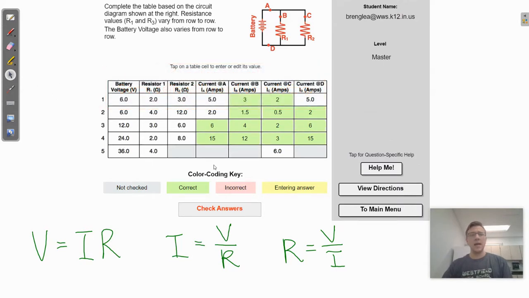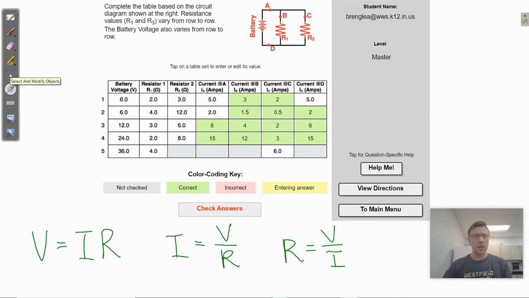All right, now our last one here. It has not given us the resistance of resistor 2, but it has given us the current that's going through resistor 2. So we can use that to solve for this value. We can go ahead and solve for the current at B, add up B and C to get A and D, and then we'll solve for this resistor last.